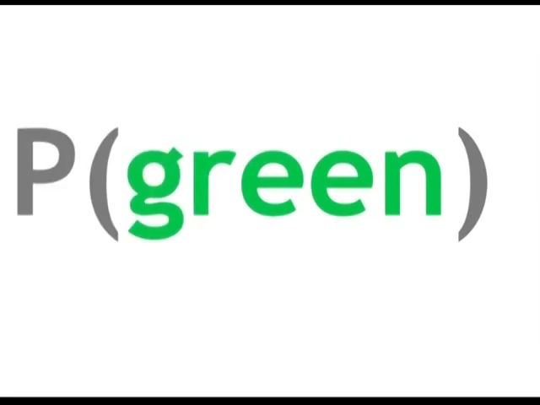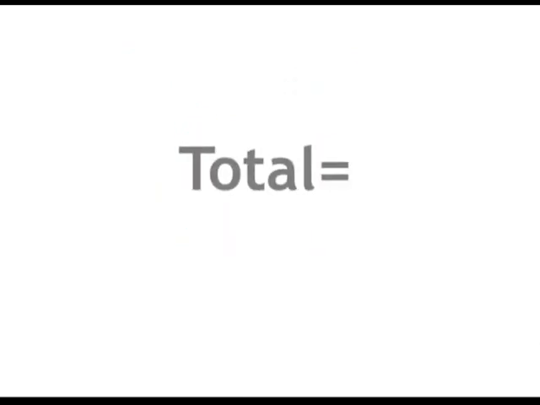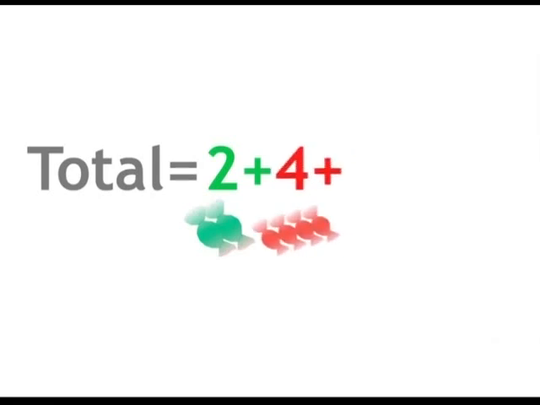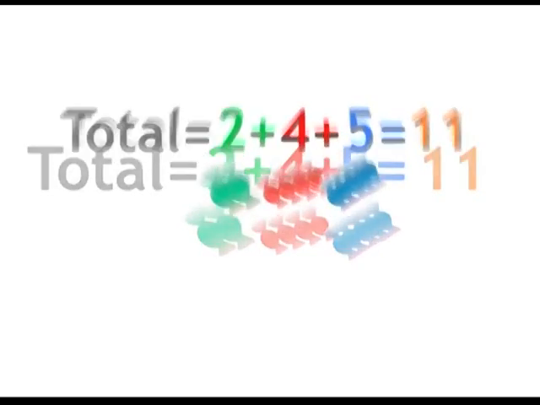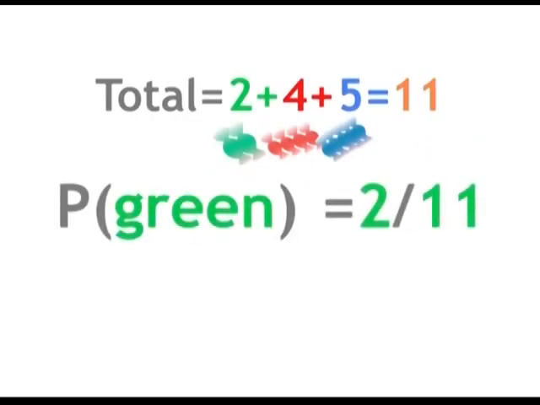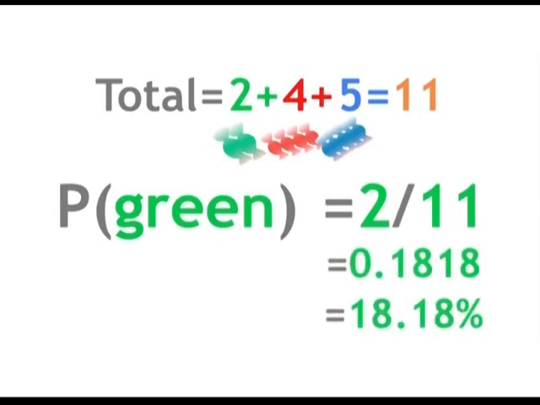This is written in shorthand this way. Choosing green in this case is the event. What's the probability of this event? There are 2 green sweets. We have in total 2 plus 4 plus 5, giving us a total of 11. So the probability of choosing a green sweet is 2 over 11, or 0.1818, or 18.18%.